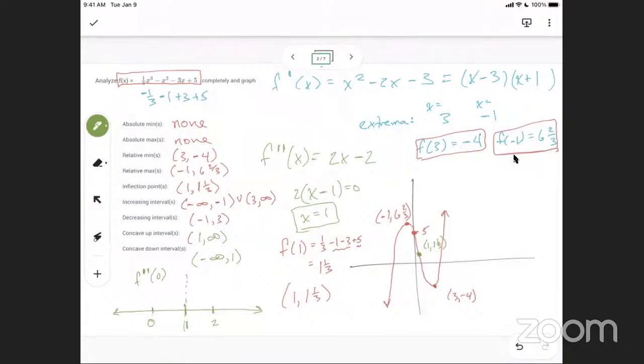The double derivative at 0, if I plug 0 back into the double derivative here, I would get a negative number. That means it's concave down. And if I plug in 2, I would get a positive number. That means it's concave up. Okay, yeah. That's how you would do that.